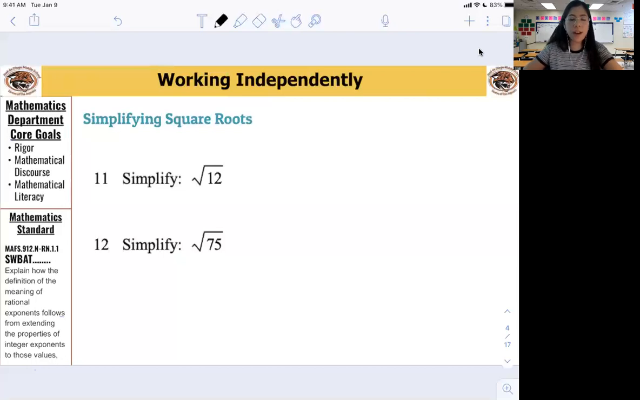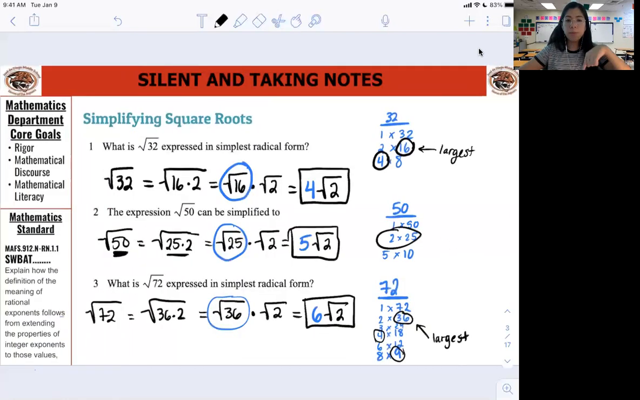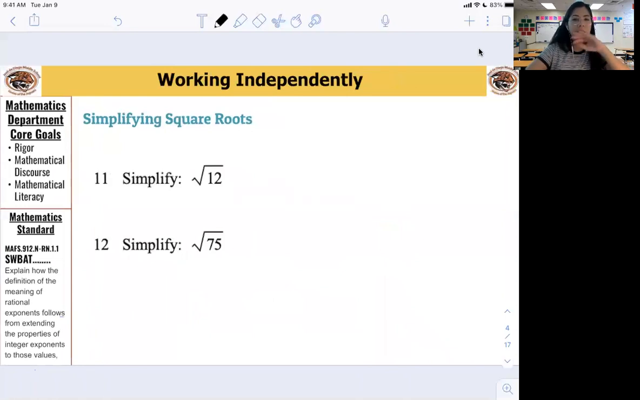So when you're doing these, I don't want you to estimate the answer. I want you to simplify it. So it should look kind of like what we got here. Okay, just clarifying.